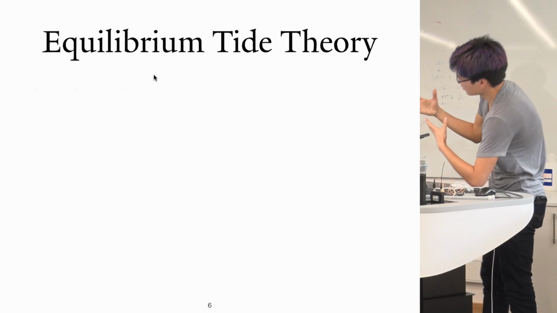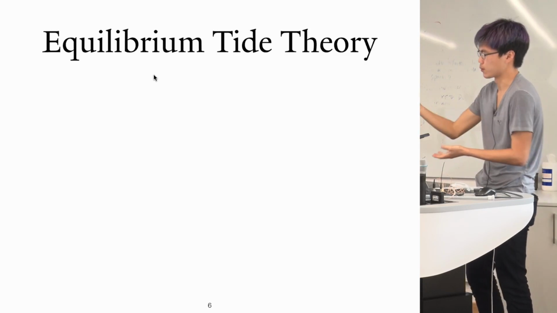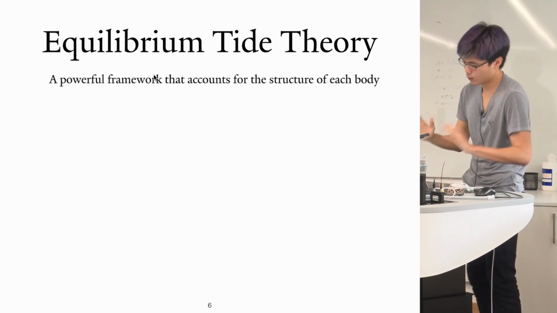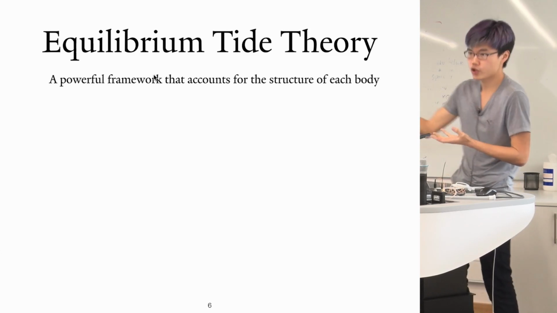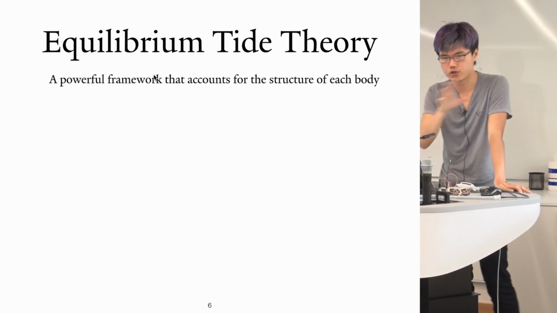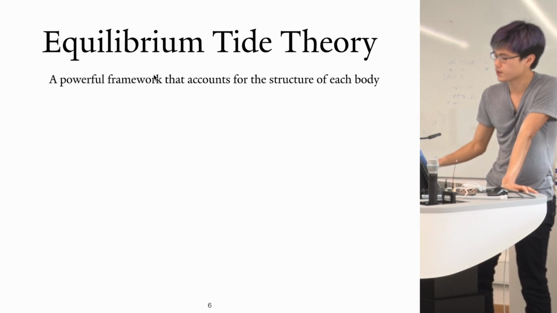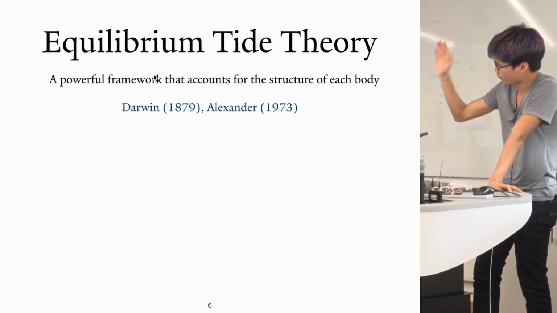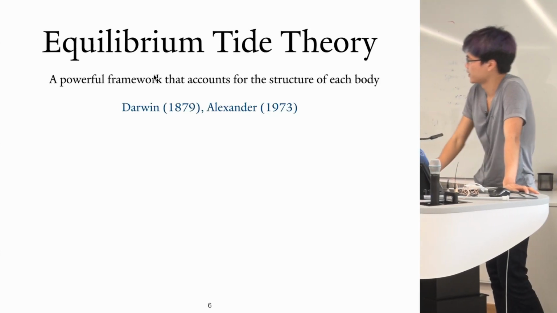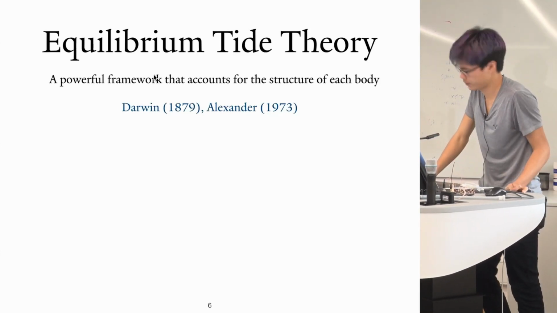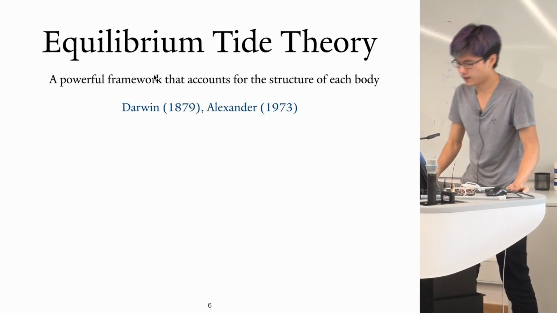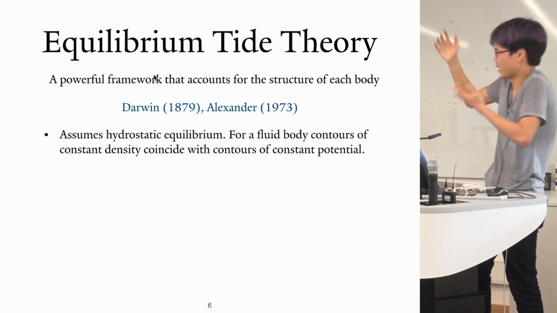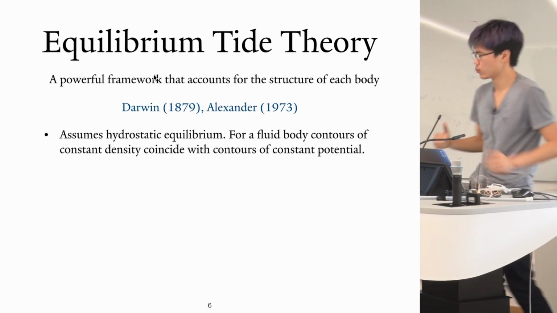So to describe these forces, these effects, we're going to turn to equilibrium tide theory, which is a powerful framework that accounts not just for Newtonian point particle gravity, but for the structure of each body involved in the system. This equilibrium tide theory was developed first by Darwin in 1879 and expanded on by Alexander in 1973. And equilibrium tide theory, as the name suggests, assumes hydrostatic equilibrium.